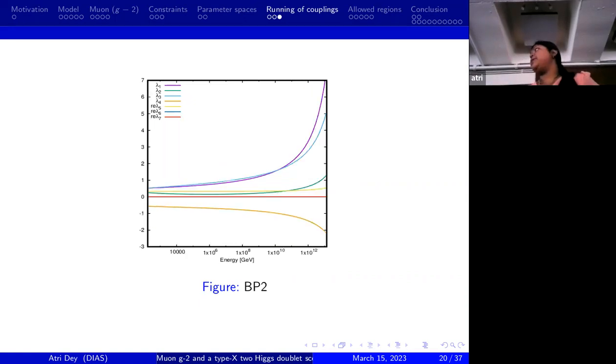But for BP2, as the two Higgses are very close to each other, our lambda 3 starts from a smaller value, and by itself it can be a perturbative theory up to 10 to the power 13 GeV.